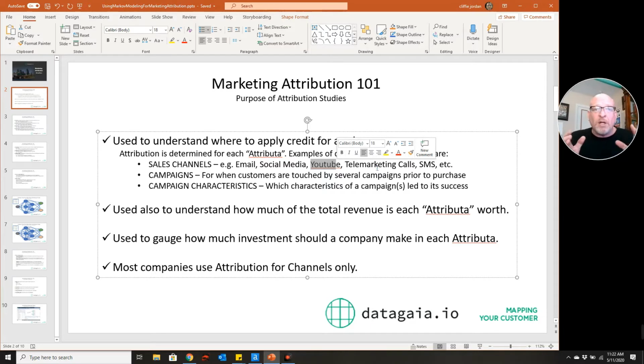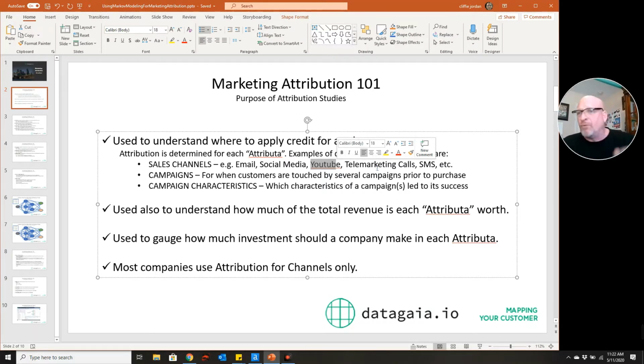Okay. Now, we can use channels. We can do marketing attribution to channels, but we're not restricted to that at all. Let's say your company has many different campaigns, different types of campaigns, and these different types of campaigns touch your customers. A customer is touched by several campaigns and then makes a decision to buy. You can use the same analytics to figure out across all your different campaigns what percentage of your sales is responsible for each campaign.